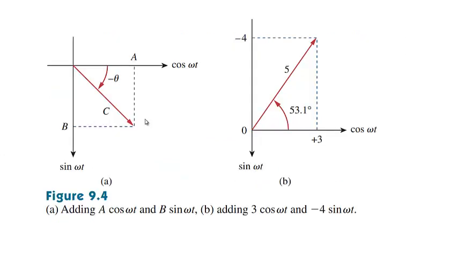Similarly, we can use this. For example, if we have 3 cos omega t and minus 4 sin omega t, to add these two sinusoids, the final result, or we can say the magnitude of the two sinusoids, will be 5, equal to square root of 4 square plus 3 square, and this angle will be equal to tan inverse of 4 divided by 3. So in that case, it is very easy to add the two sinusoids.